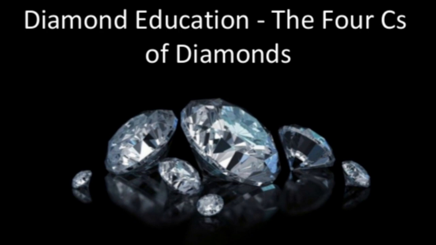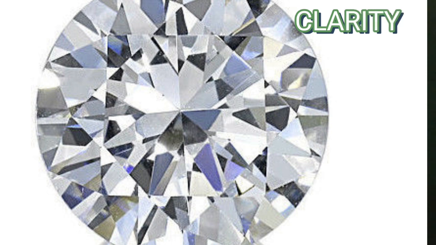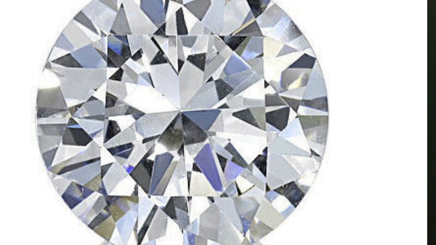Today we are going to cover the 4 C's of diamond. Diamonds have 4 C's. First C is clarity. Second C is color. Third C is cut. And fourth C is carat. So many people have a question: how should I buy a diamond and what should I do for that? So here is your answer. Today we are going to discuss the 4 C's.